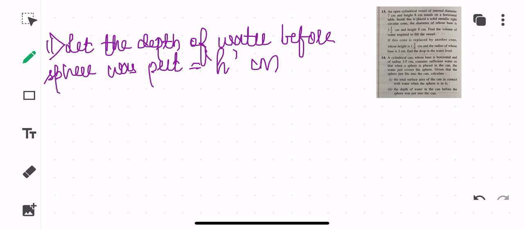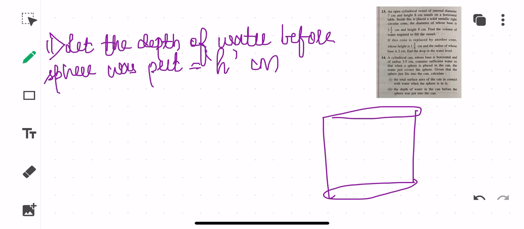Okay, so now, since we are talking about the cylinder, what will be the answer? Basically, when the sphere is inside, suppose this is my can that I am talking about. We'll be calculating its volume, then we'll be calculating the volume of the sphere, and then we'll just subtract them. Whatever is the water which is there, that will give the height of the water.